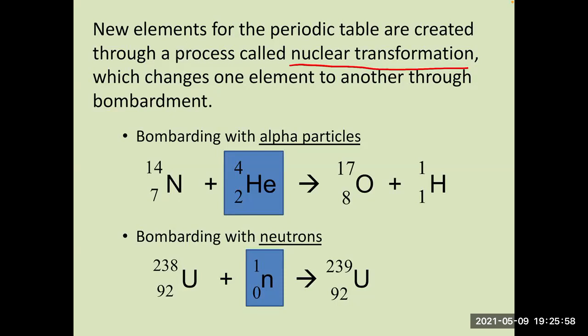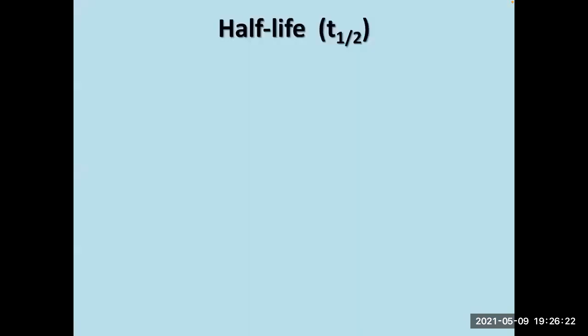So if I bombard something with alpha particles, I can make new elements as well as other particles, or the same with bombarding with neutrons. I can even maybe take something that was unstable and bombard it with neutrons to try to make it stable and make it a new element if possible.